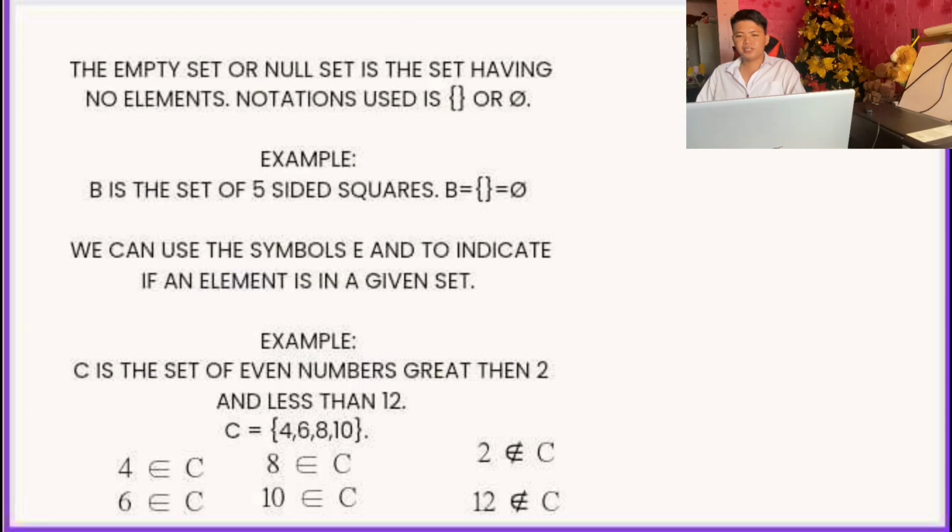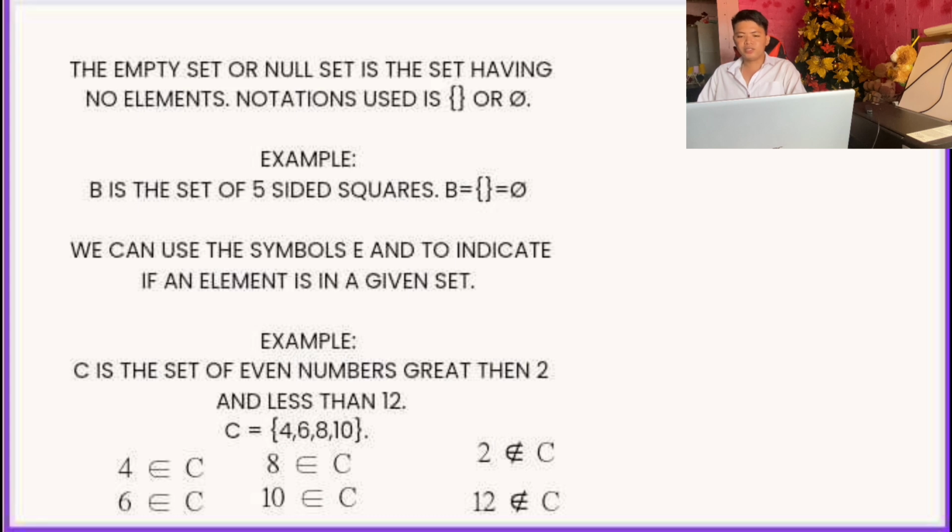This is also a special set called the empty set or null set. This is a set having no elements at all. The notation used for this set would be either of these two notations. An example of this is: B is the set of 5-sided squares. Since there are no 5-sided squares, the set would be the empty set or null set, as identified here.